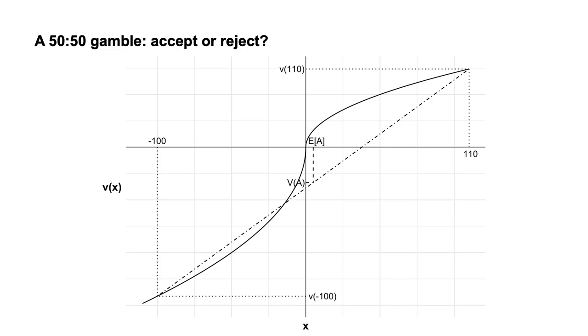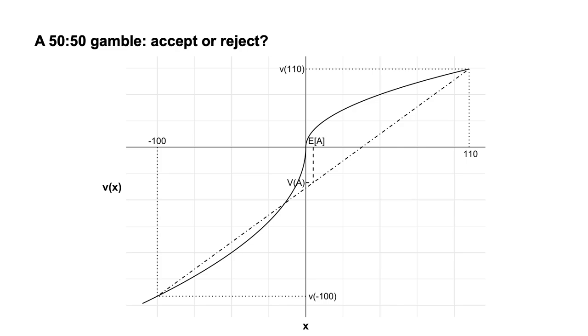The S-shaped curve represents Albie's value function, with a concave curve in the gain domain and a convex curve in the loss domain. The curve is steeper in the loss domain due to loss aversion. The gain of $110 and the loss of $100 and their respective values are marked. I have drawn a straight line between the two outcomes.